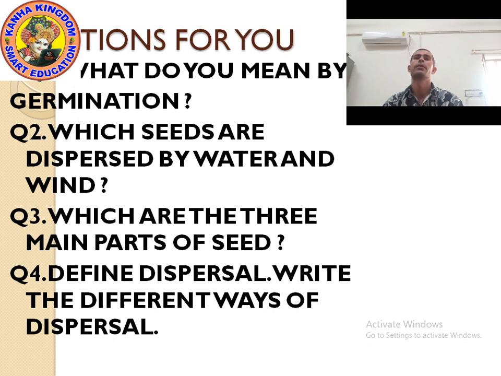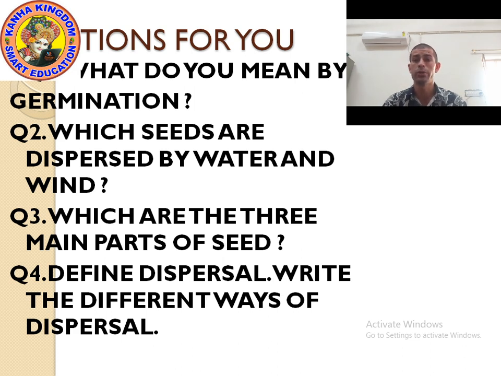Okay. Question number 3. Which are the three main parts of a seed? Yes, there are three main parts of a seed. Part number 1, seed coat. Part number 2, cotyledon. Part number 3, embryo. What is the seed coat? The seed coat is a protective layer. It protects the seed. It protects the embryo.